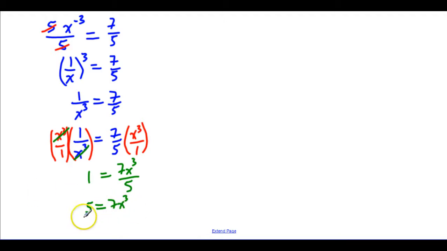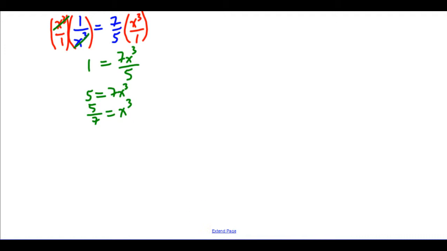And then divide both sides by 7, and I end up with 5/7 is equal to x cubed. Now that's not quite my final answer, but that's really what I was trying to get to here. Once I know this, if I think about something like x cubed, if it equaled a nice number like 27, I would pick up my calculator, press the cube root button, and I'd find that x is the cube root of 27, which is the number 3.